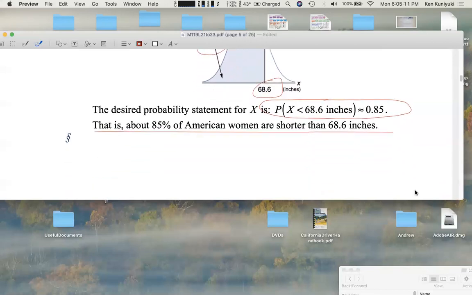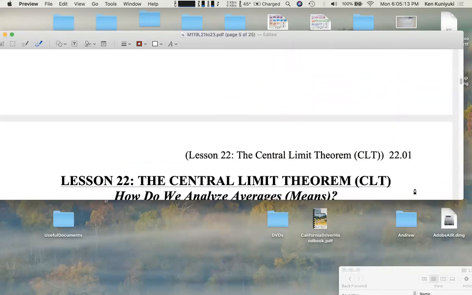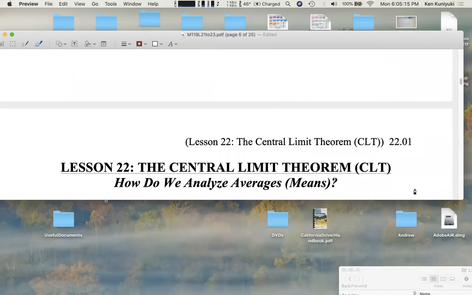Okay, that's lesson 21. Next time, we're going to see another key application of normal distributions, aside from the fact that we see them a lot in practice, the central limit theorem. And it is as important as it sounds. We're going to use this to analyze means or averages. It's a big theorem. It's central. That's next time.